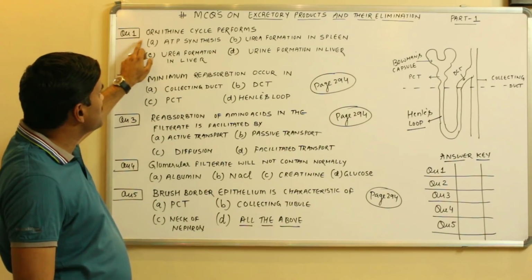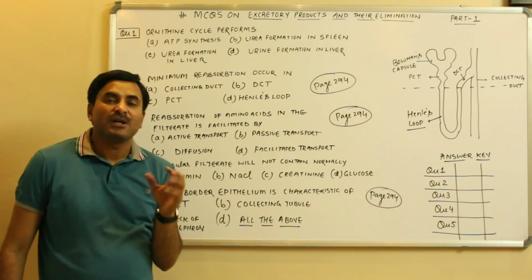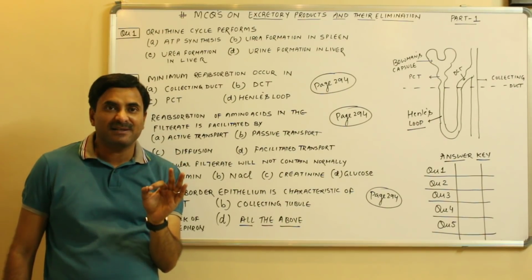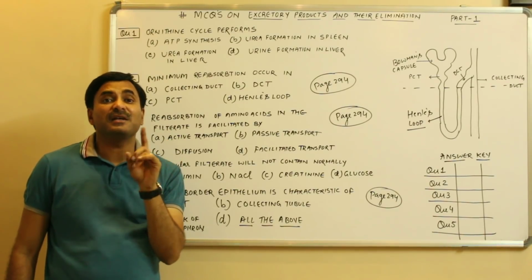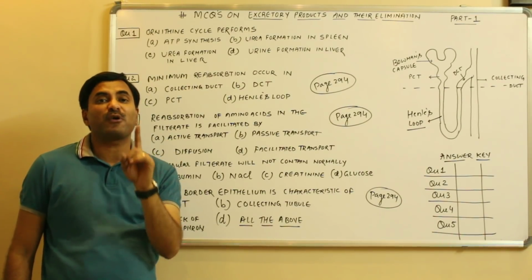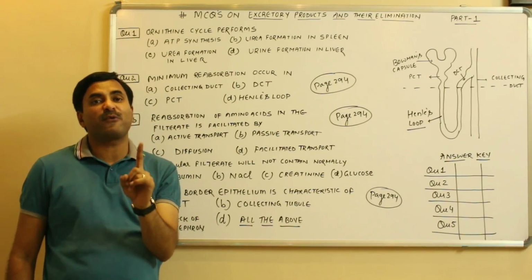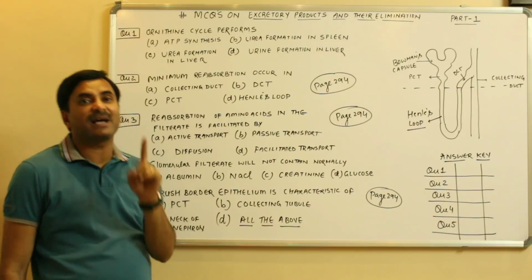The very first question is: ornithine cycle performs. You must know that the ornithine cycle is also called the urea cycle, and it occurs in the liver. It is important for the formation of urea. So the ornithine cycle is important for the formation of urea in the liver.